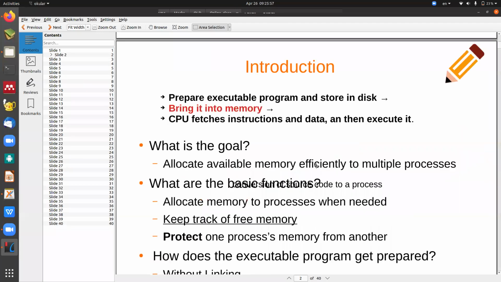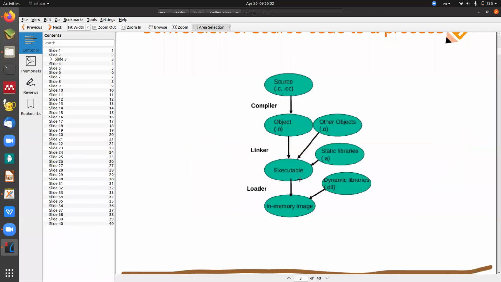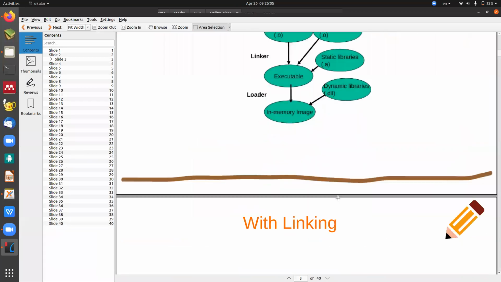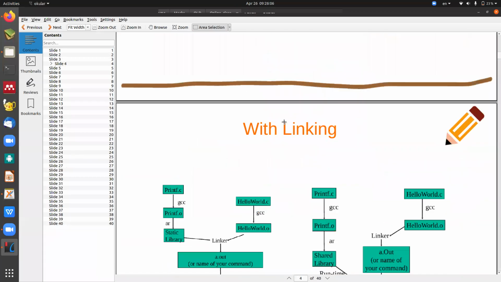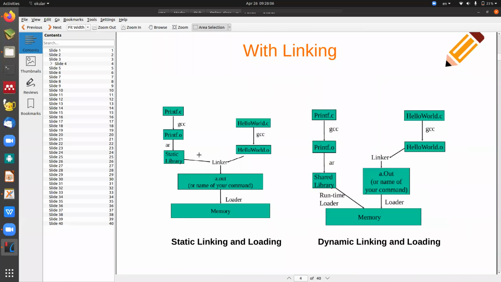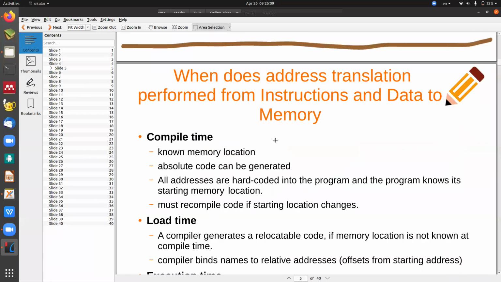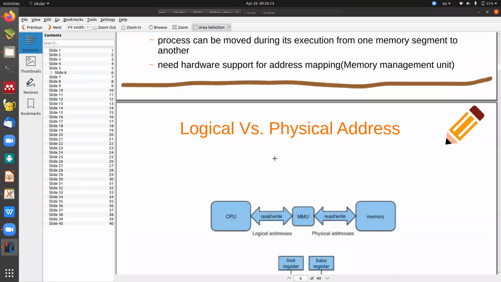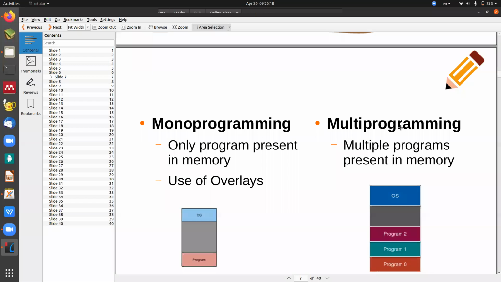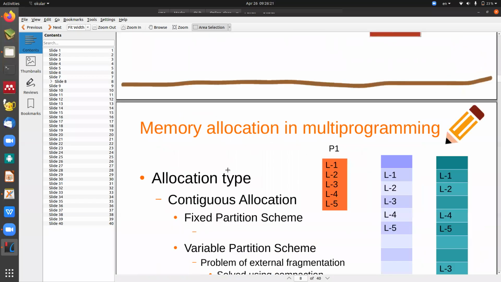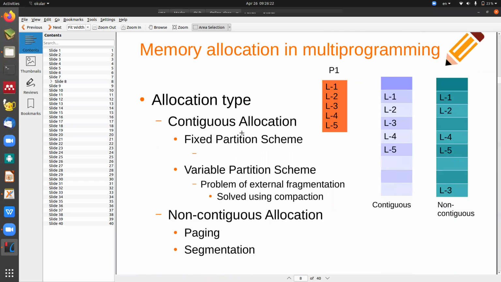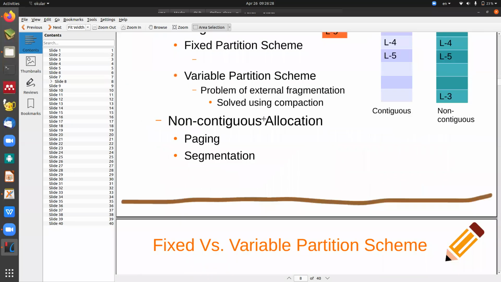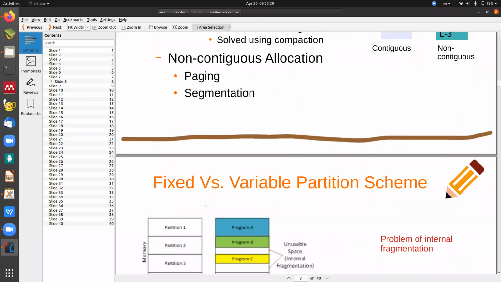ऐसे पढ़े कि नहीं? कैसे हम executable file prepare करेंगे? दो type का linking है. How it is happening here? Then there is compile time, load time binding. Then what is a logical and physical address, limit register, base register. Then there is monoprogramming, multi-programming. Then memory allocation with multi-programming, contiguous and non-contiguous. Here it is fixed partitioning, variable partitioning. Then non-contiguous allocation में आप paging and segmentation हम लोग पढ़ेंगे.